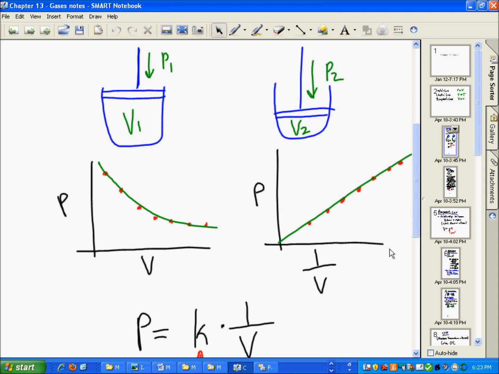Volume goes down. So as volume goes down, pressure goes up. That's right. As you decrease the volume, pressure goes up. So if you decrease the volume, then you're increasing 1 over V, and then the pressure goes up.